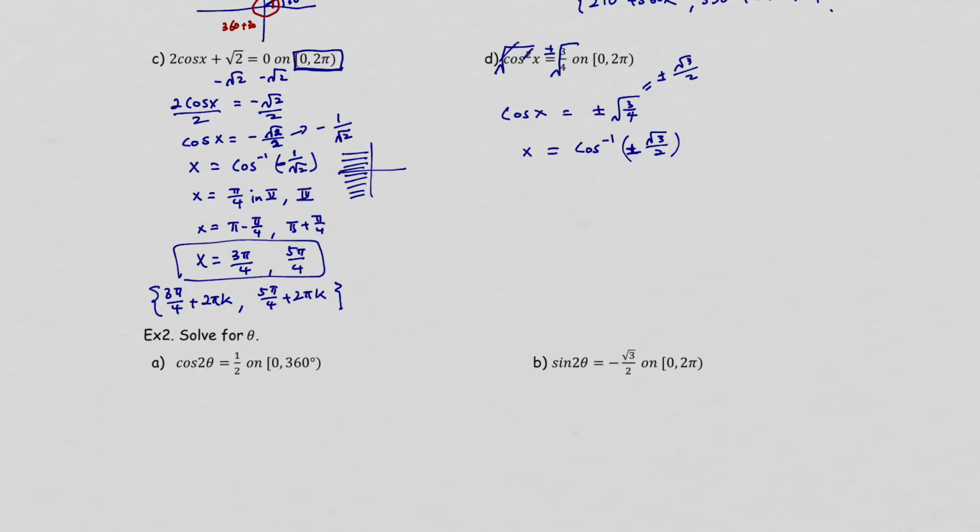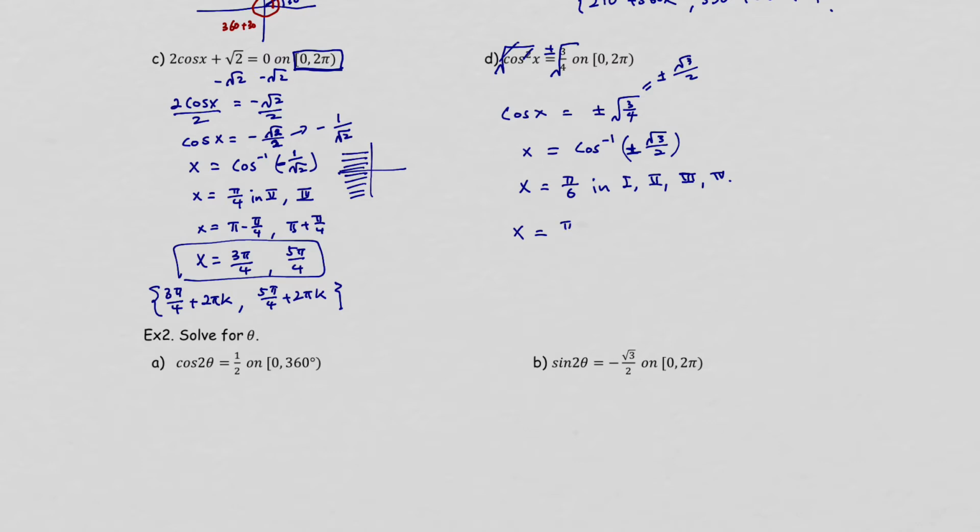And which angle gives you cosine of square root of 3 over 2? Well, that's going to be 30 degrees, which is pi over 6. So pi over 6 in all 4 quadrants. So it will be first quadrant, second quadrant, third, and fourth.